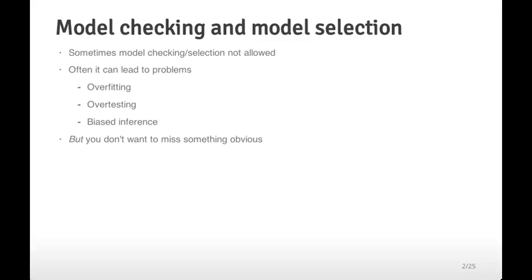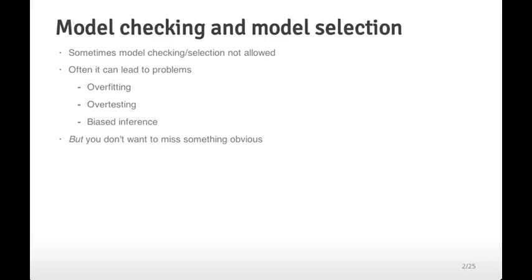So model checking and model selection are two areas where there is some debate about the best way to do that, and it's certainly one of the areas in data analysis where it may be more art than science. Certainly, sometimes model checking or selection is not allowed. For example, if you're submitting an analysis to the FDA or to another regulatory agency to get approval, you'll often have to say in advance what are the terms you're going to be using in your model and how it's going to be fit. So you won't be able to actually do model checking or selection when you're trying to answer those specific regulatory questions.